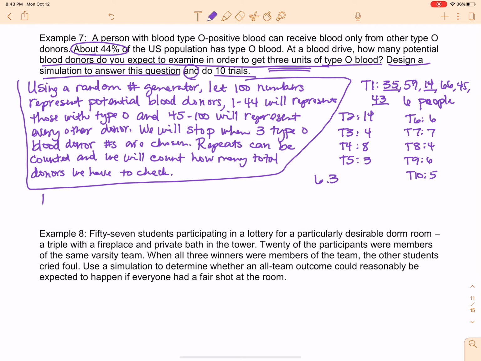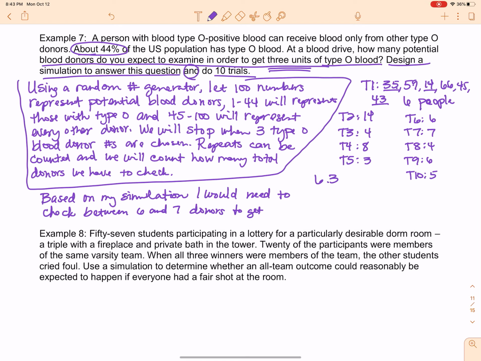So here's how I'm going to answer this. Based on my simulation, I would need to check between 6 and 7 donors to get 3 with type O blood. Excellent. See how easy that is?